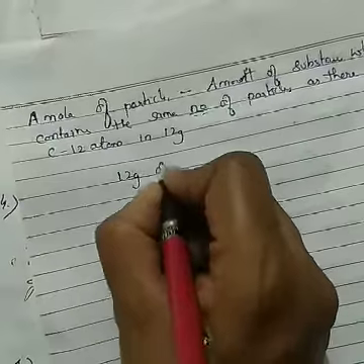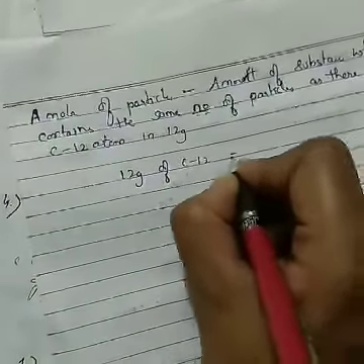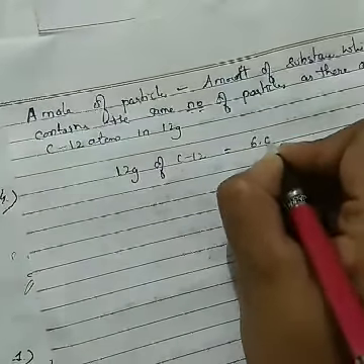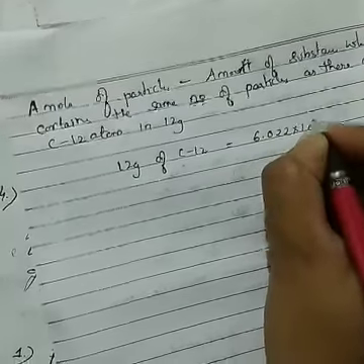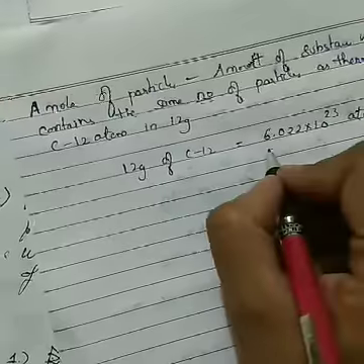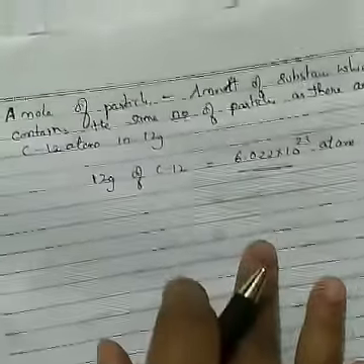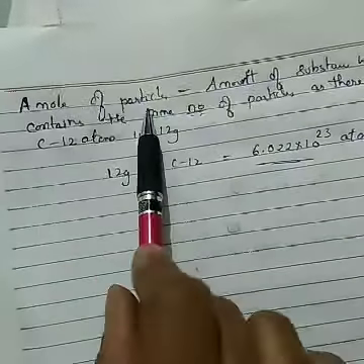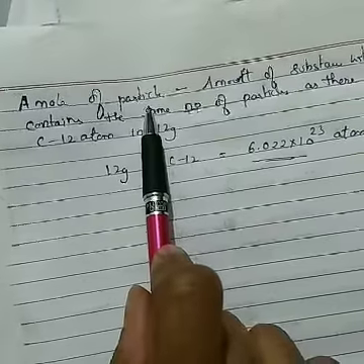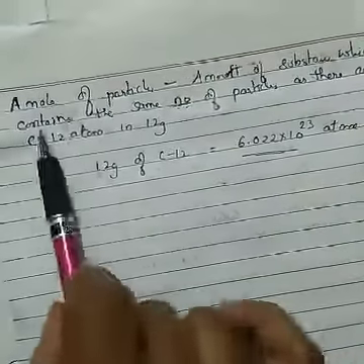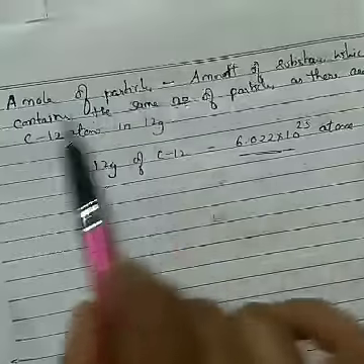It has been found that 12 grams of C12 atom contains 6.02 into 10 to the power of 23 atoms, and this number is called Avogadro's number. See, what is 1 mole of particle? It is the amount of substance which contains the same number of particles as there are in C12 atom in 12 grams.